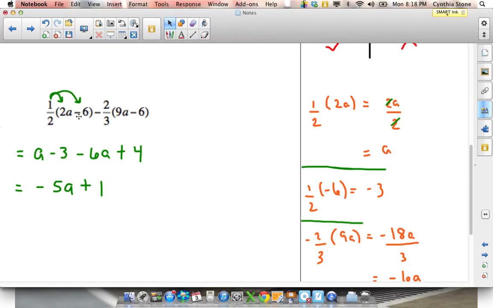The minus 3: well, 1/2 times negative 6, I have right here, is minus 3. The reason is it ends up being minus 6 over 2, which is minus 3.